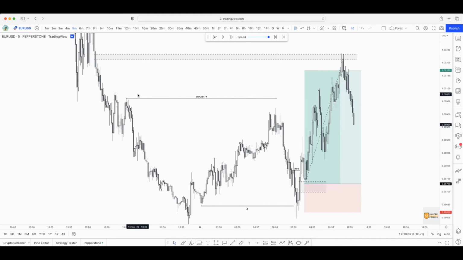Cool. Yeah. So this is the trade I took. 44 pips, a 1 to 4 risk to reward. I mean, price gave more than 44 pips, but we're just going to go to 1 to 4, risk to reward of 1 to 4. Yeah. All right. So this is the trade.